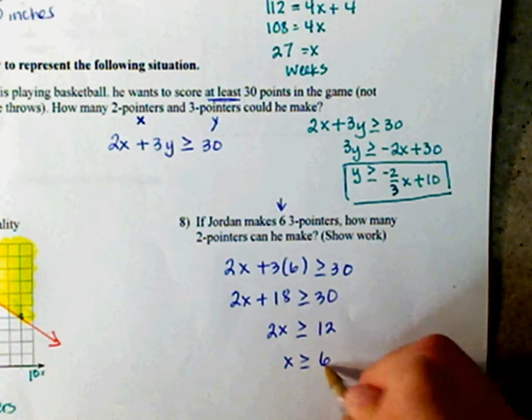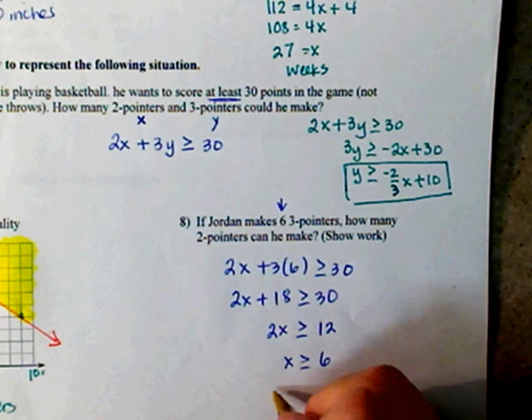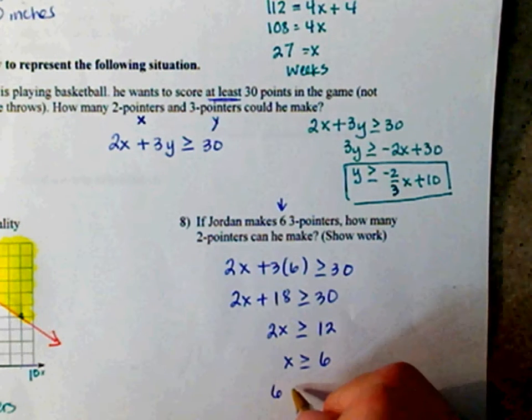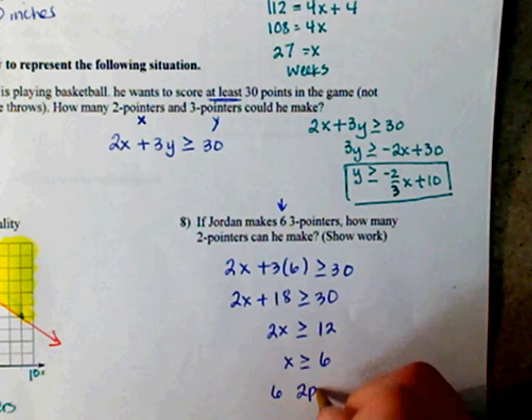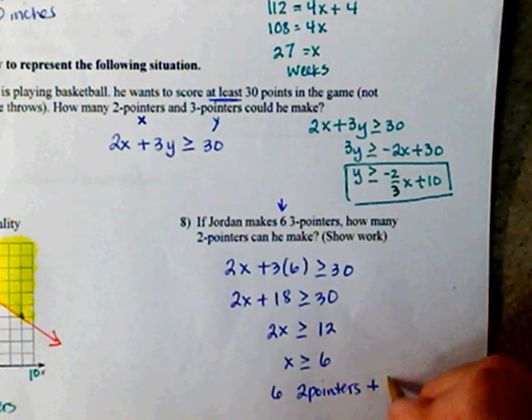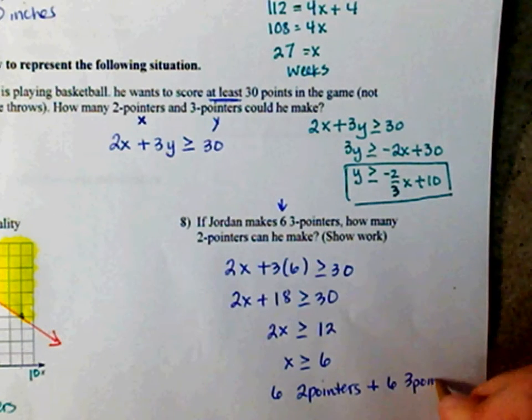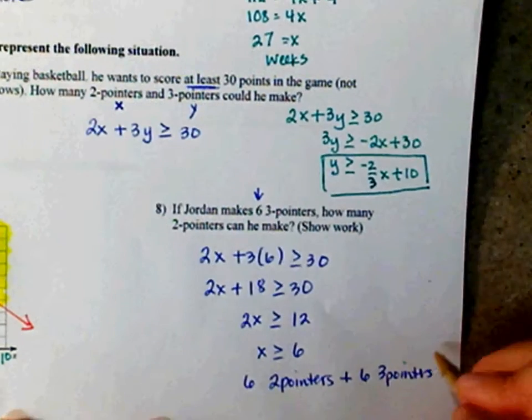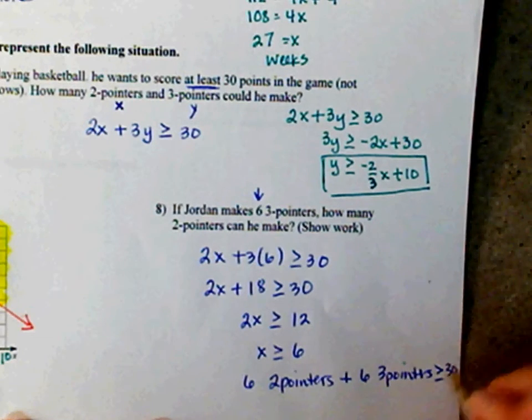So how many does he need? He needs to score at least 6 2-pointers, okay, and 6 3-pointers to make at least a 30. So the answer is 6.